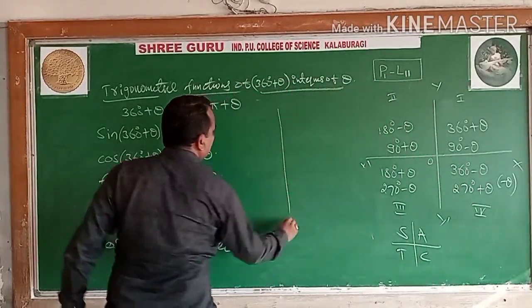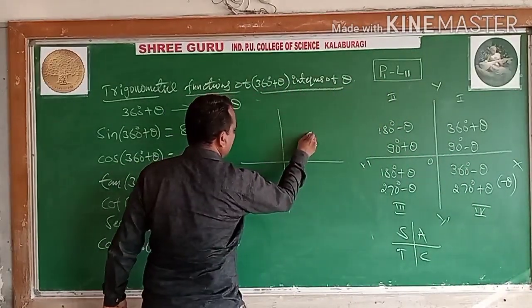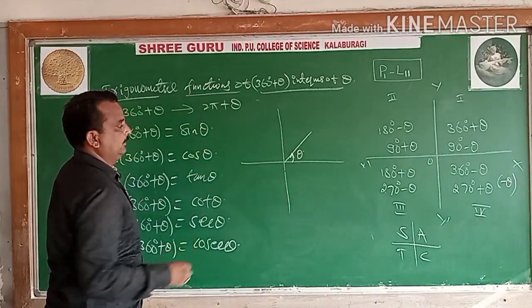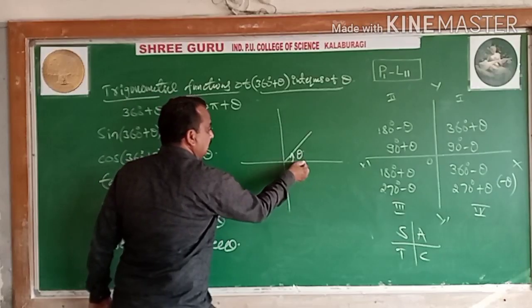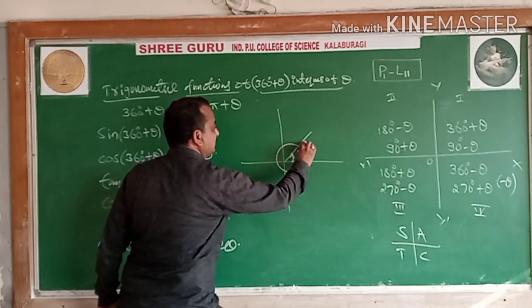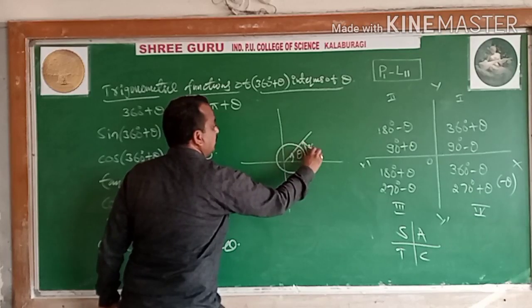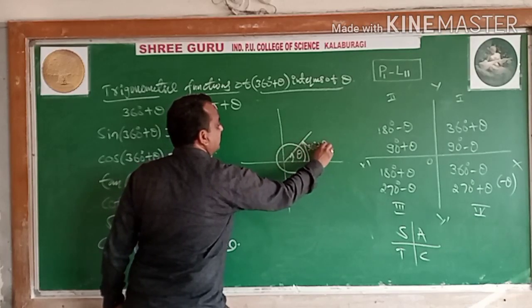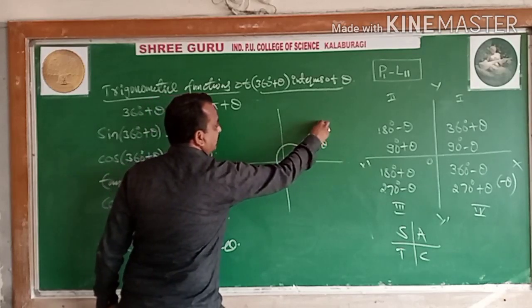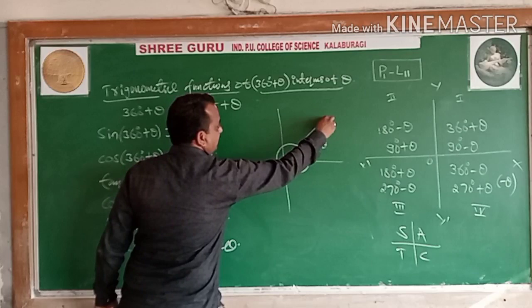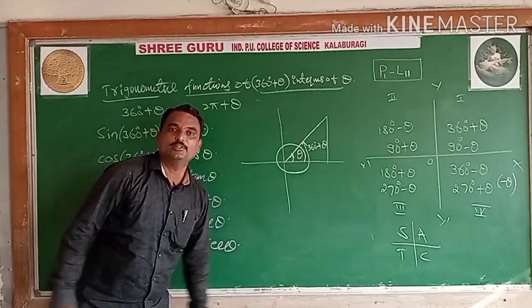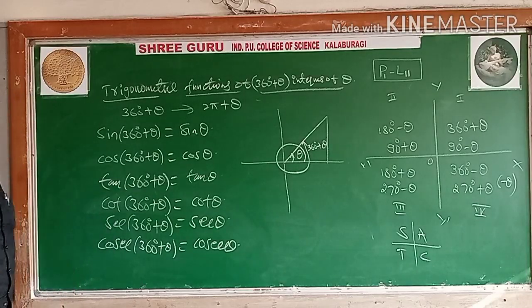See, students, diagrammatically it is this one. Let it rotate by angle theta. Now if you want to draw, take 360 plus theta. The terminal side of both the angles is the same. So let us take the triangle and calculate 360 plus theta in terms of theta. You will get the same values. Is it clear, all of you?